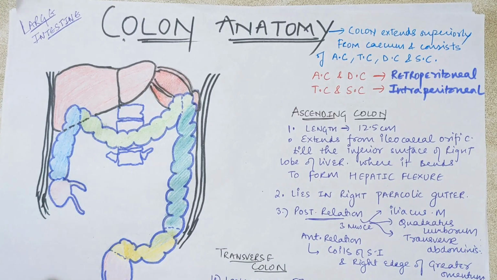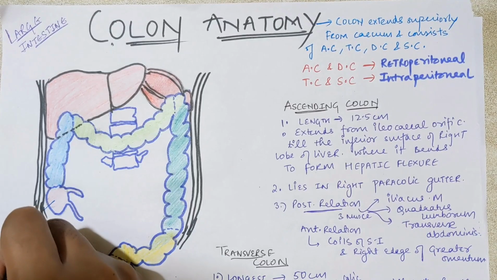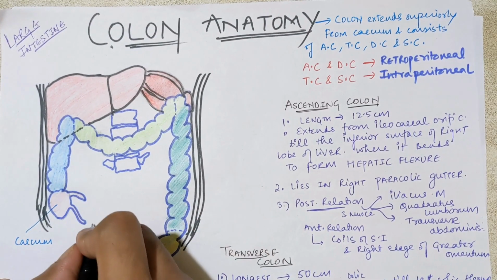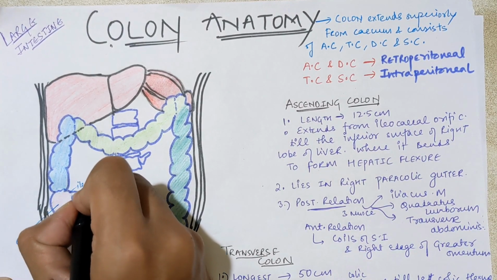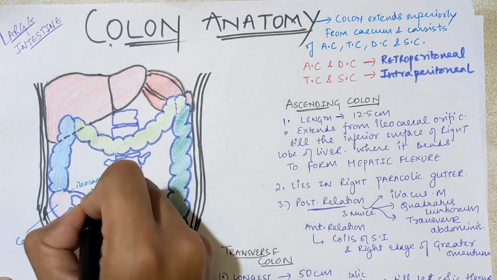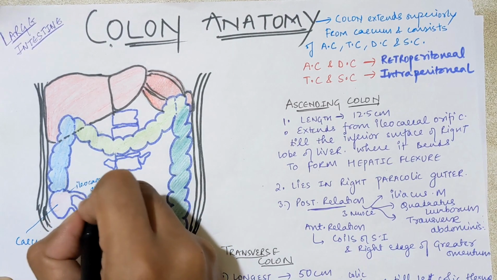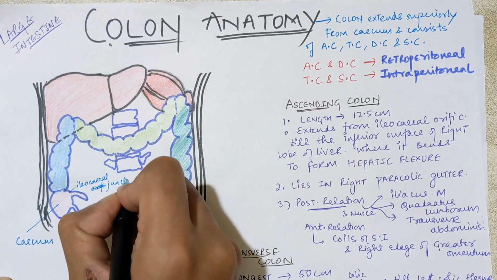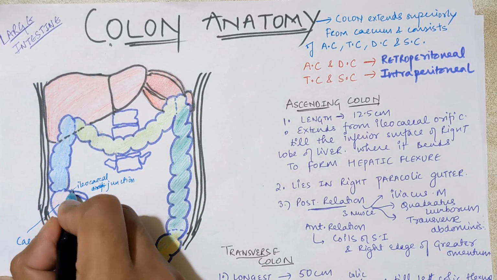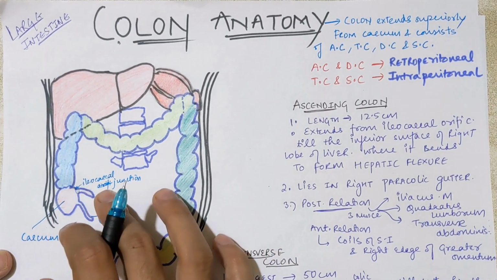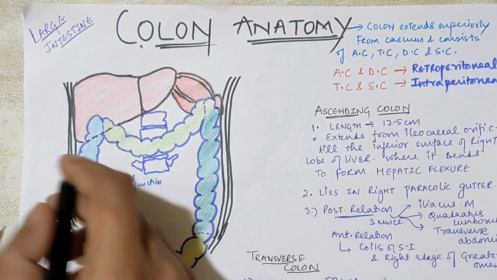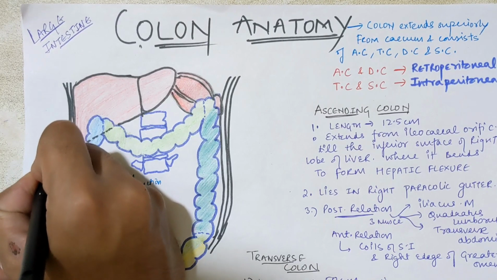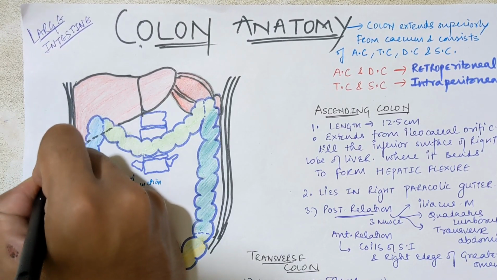The red one here is your cecum, which we have discussed earlier, and this is your vermiform appendix. This was your ileocecal orifice, or rather the ileocecal junction, from where your colon begins. This is the terminal part of the ileum, and this is the junction of ileum and cecum. From here, the blue part you can see is your ascending colon, the first part. From here your large intestine starts.